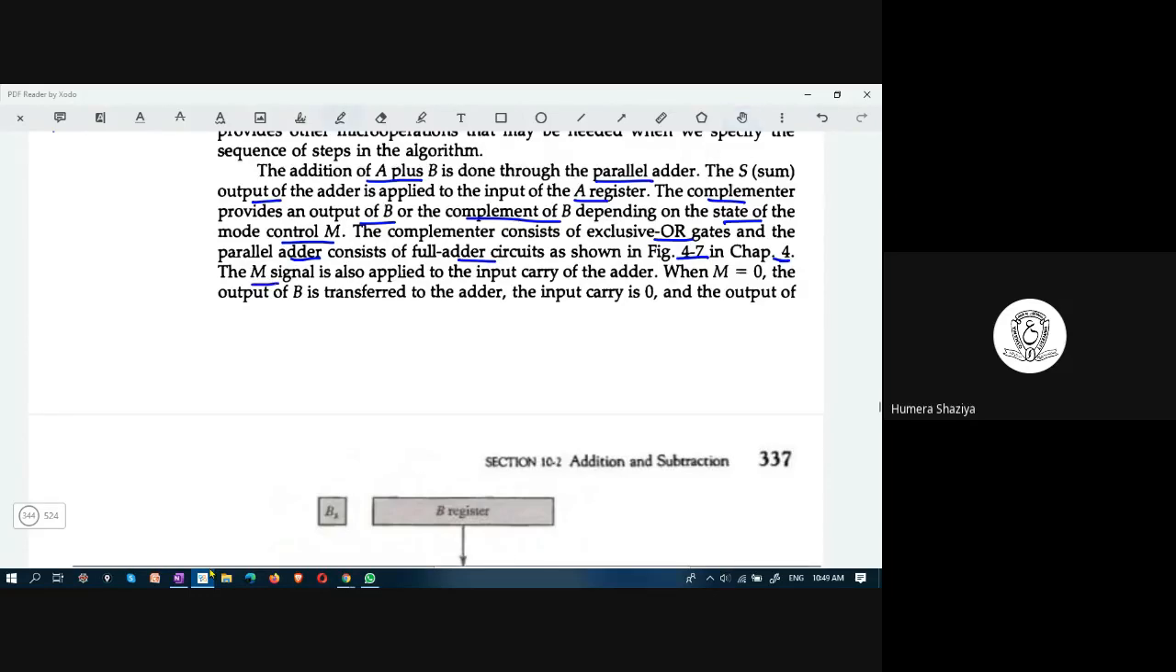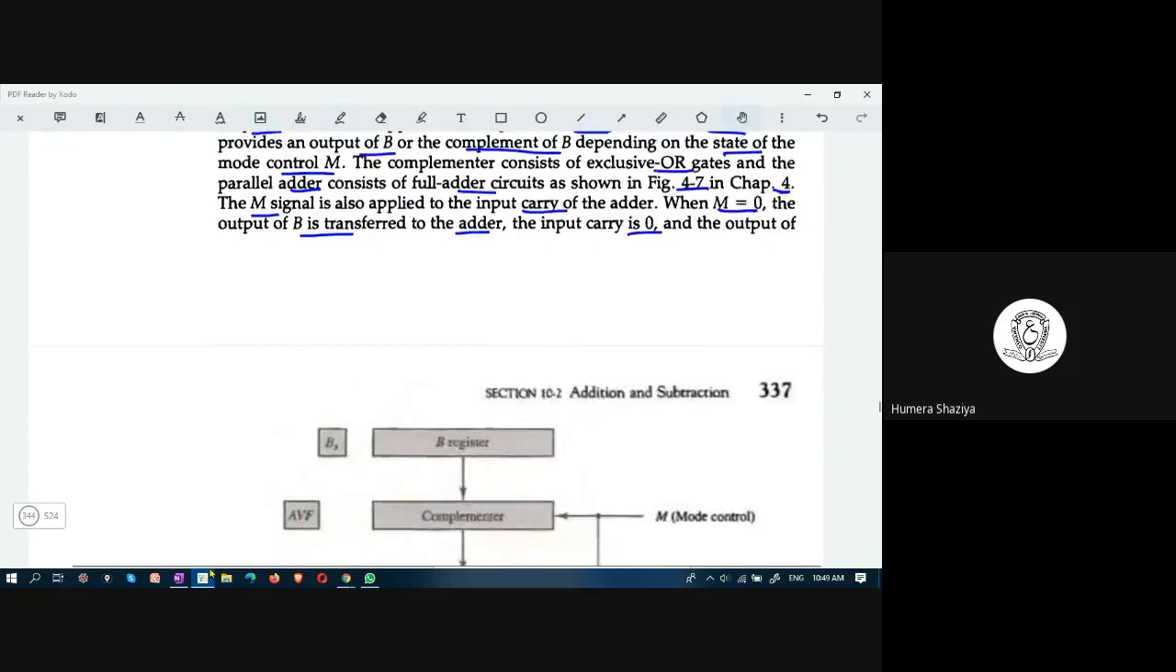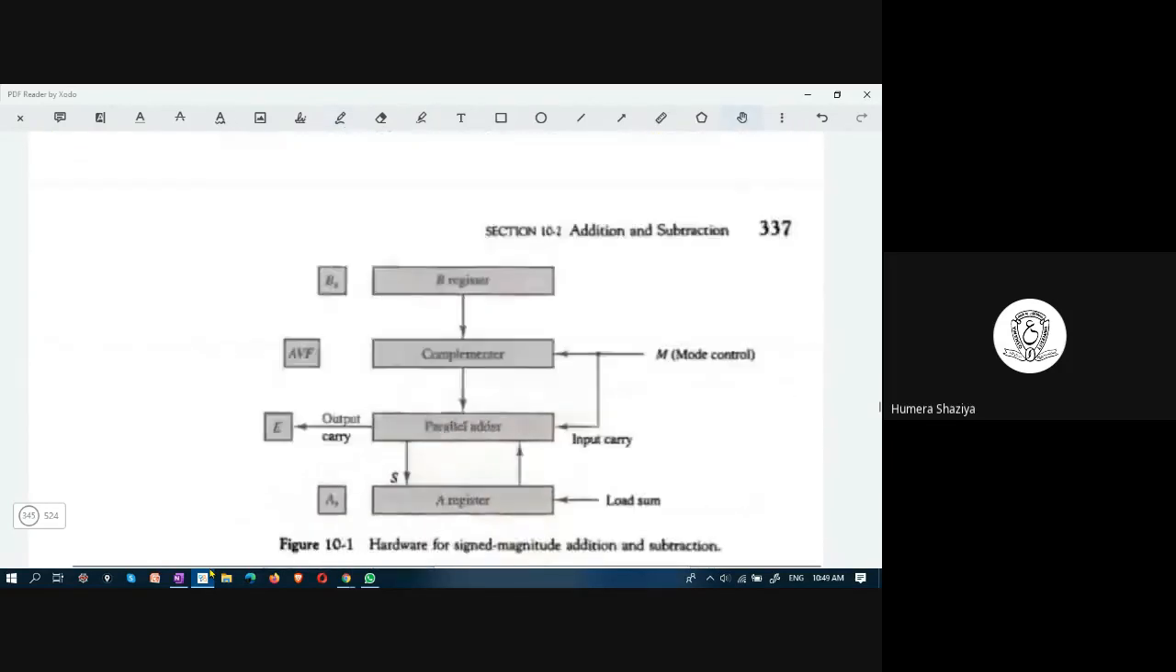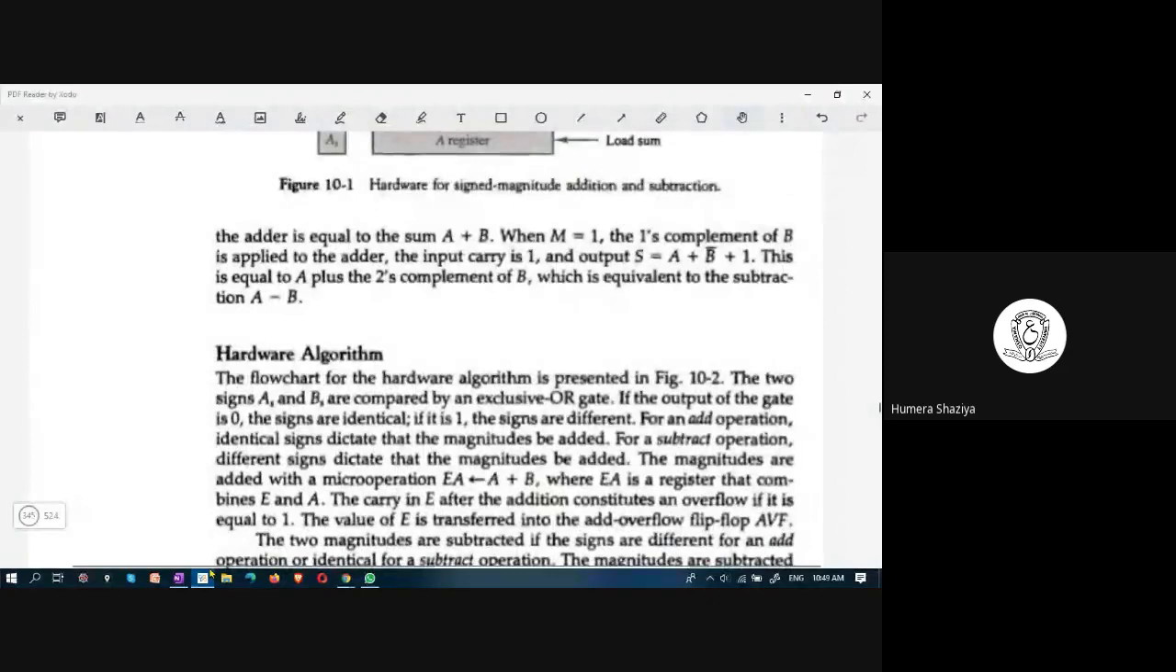The M signal is also applied to the input carry. When M is 0, the output of B is transferred to the adder. The input carry is 0. Same thing, the output of the adder is equal to A plus B. When M is 1, the ones complement of B is applied to the adder. The input carry is 1. The output is A plus B complement plus 1. And this is equal to A plus 2's complement of B, which is equal to A minus B.